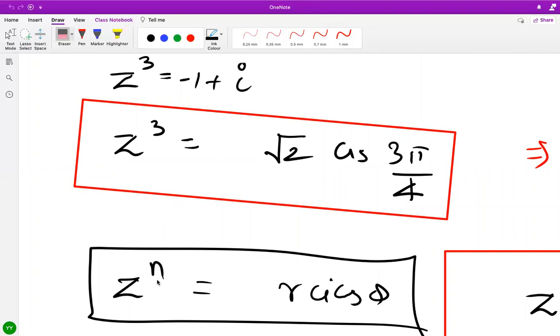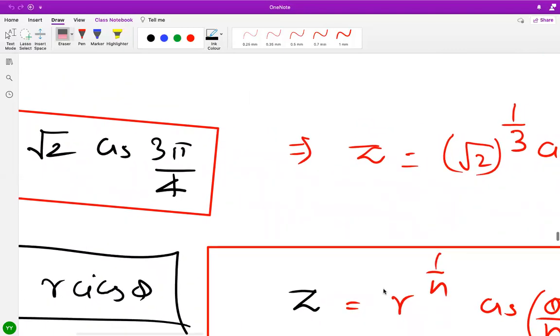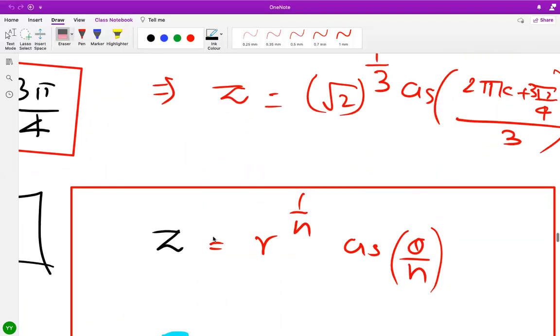If z to the power n is r cis theta, and when I bring this n to the other side, it is going to be like this. Now z is r to the power 1 over n cis theta over n. Now this is going to give you only one answer, because n is fixed and theta is fixed. So what are we going to use in order to get the values of the other complex numbers?